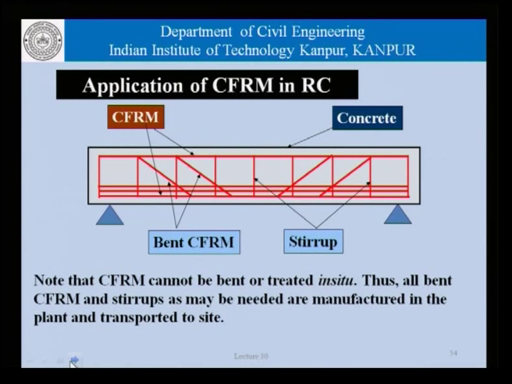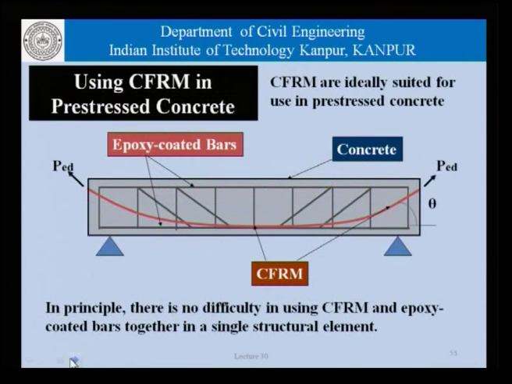As far as the application of CFRM in reinforced concrete construction is concerned, it should be remembered that these cannot be bent or treated at site, and therefore, all bent CFRM and the stirrups need to be manufactured in the plant and then brought to site. And there is no reason why CFRM cannot be used with traditional reinforcement or epoxy coated bars and so on in RC members or pre-stressed concrete members.